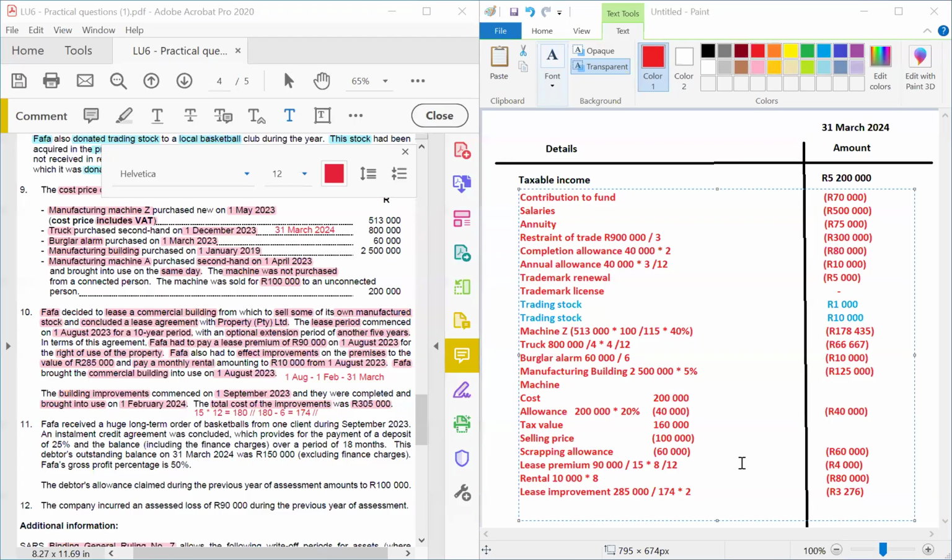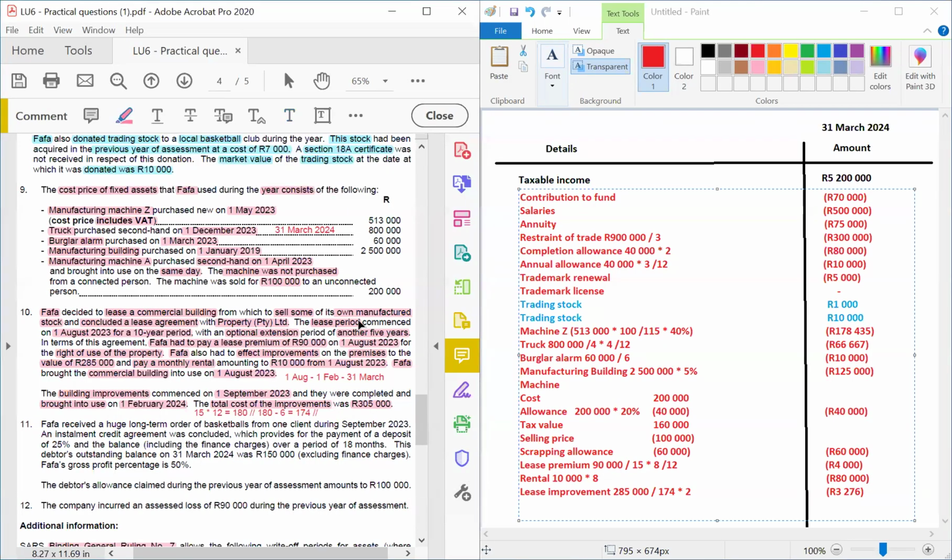So now, we would now move to 11. Okay, Tuto, can I take your question too? Yes, please, sir. I just want to ask regarding the date that we were given here: the building improvements commence on the 1st of September 2023. So is that wholly relevant to the situation?